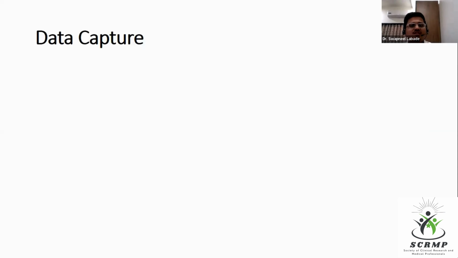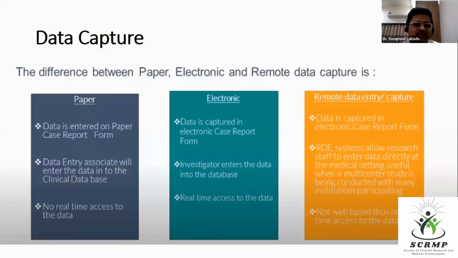First and foremost is the data capture, which will happen on paper, or completely electronically, or by remote data entry. Right now almost all the trials have moved to the electronic phase, and very few trials are being conducted on paper. Paper CRFs are almost outdated in today's era. In the case of paper CRF, the data is entered on the paper case report form, like we fill any printed form.